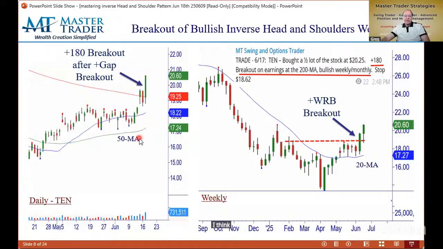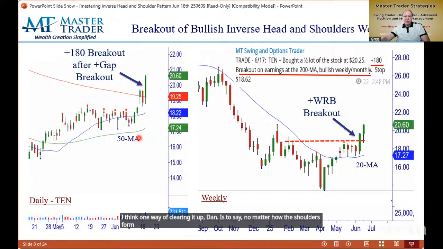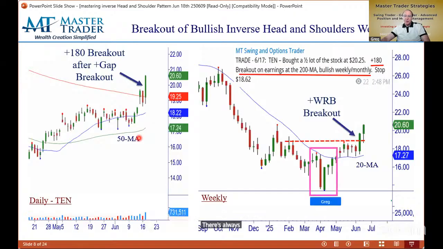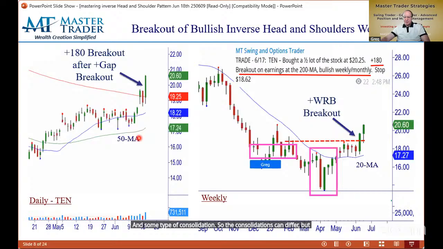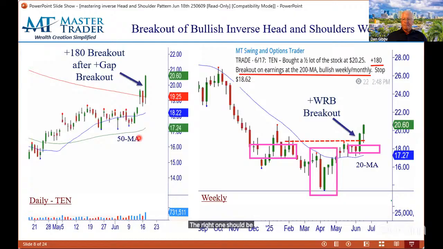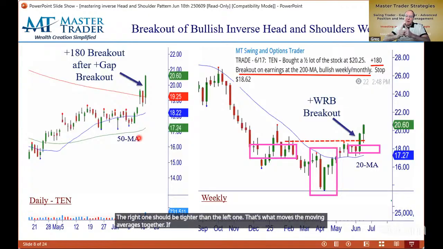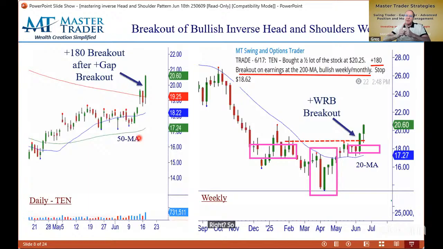I think one way of clearing it up, Dan, is to say no matter how the shoulders form or however you want to label them, there's always got to be a head that's a new low reversal, and some type of consolidation. The consolidations can differ, but those are your shoulders. The right one should be tighter than the left one. That's a good distinction. That's what moves the moving averages together, if we had them all on there. They don't have to touch. The more exact you try to make it, the more you're going to become that analysis paralysis victim.